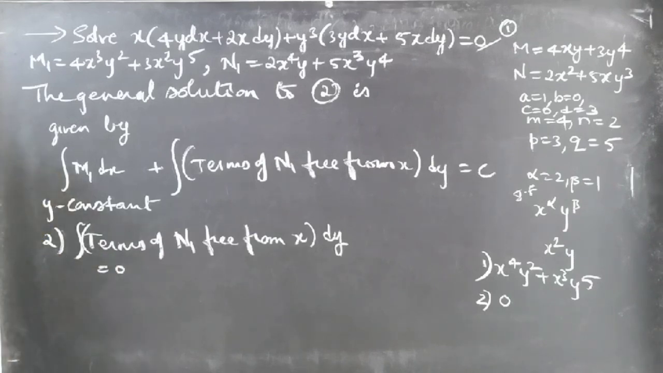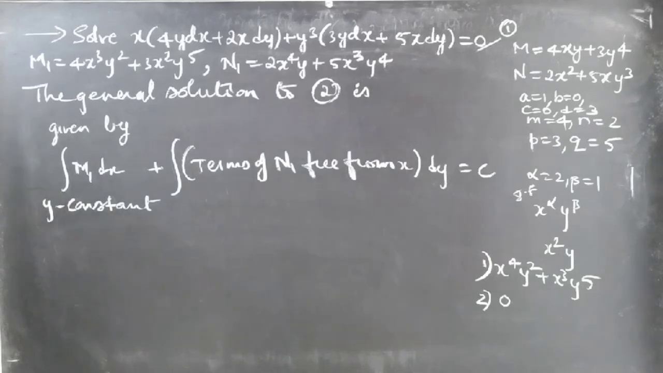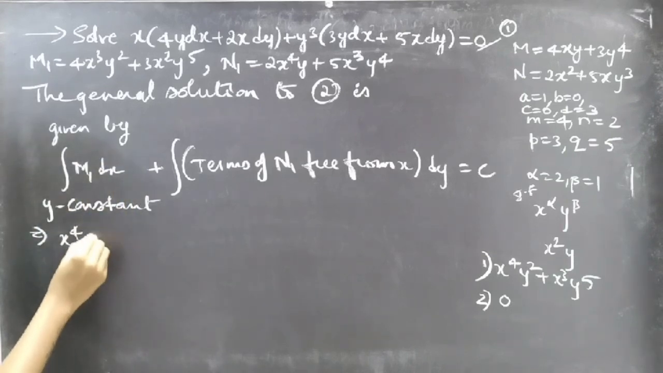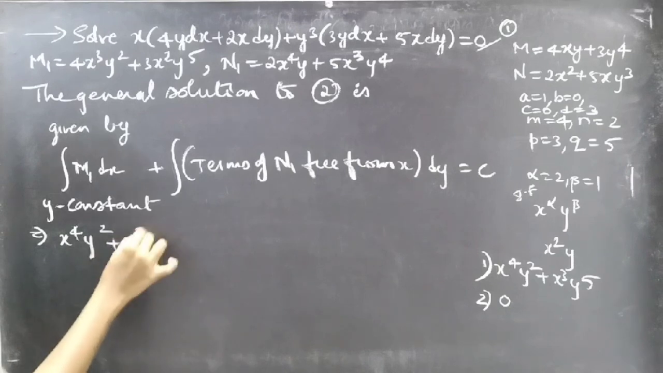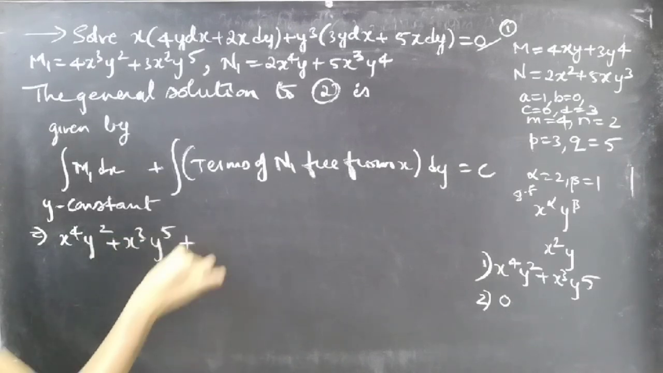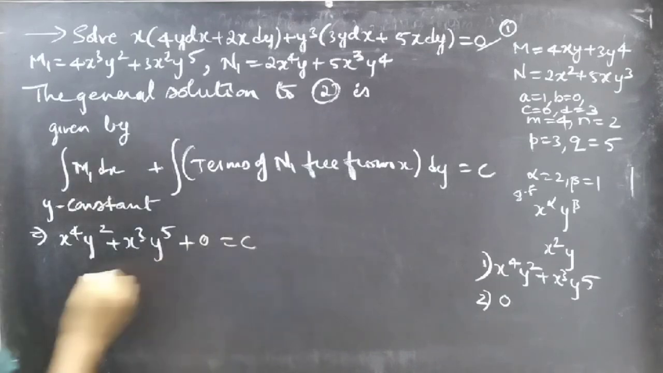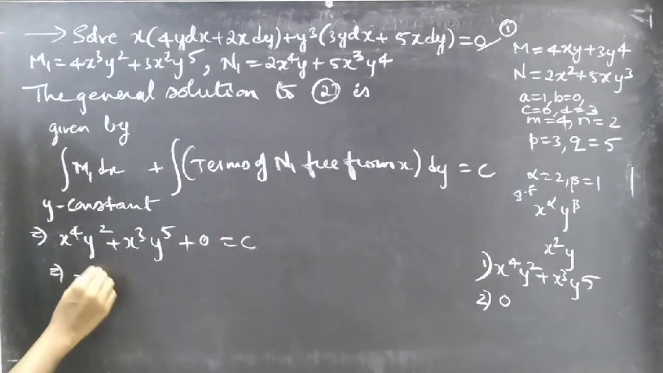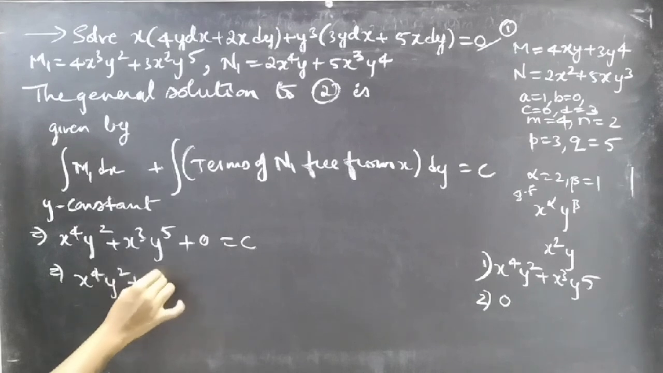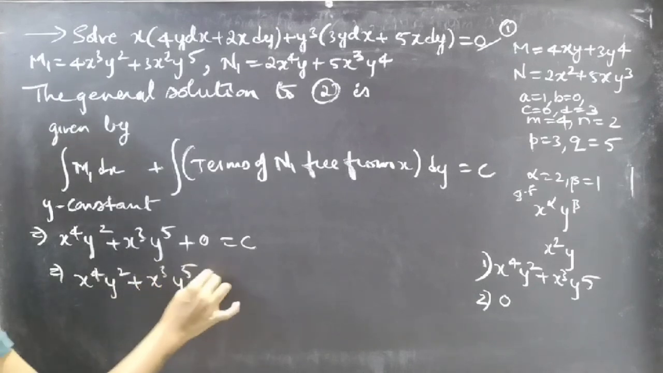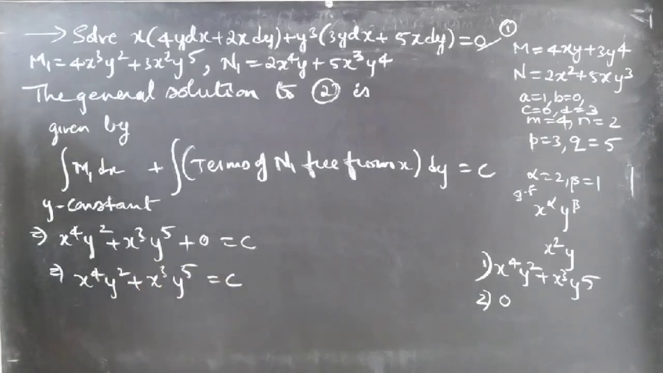Now coming to the solution to equation 2. The result obtained from the first integral is x power 4 y square plus x cubed y power 5, plus the result obtained from the second integral, which is 0, equal to c. This gives us x power 4 y square plus x cubed y power 5 equal to c, which is the required solution.